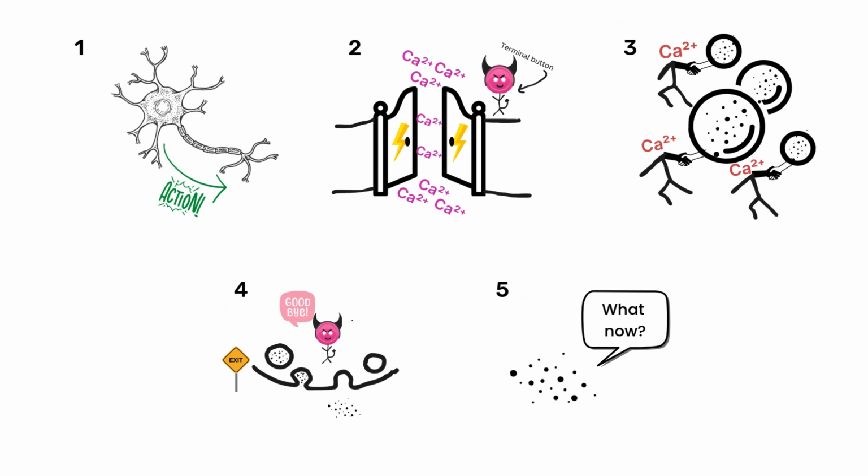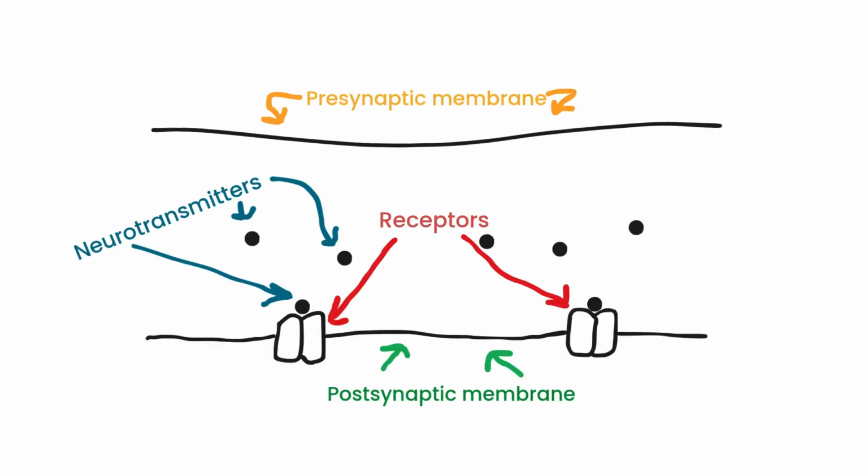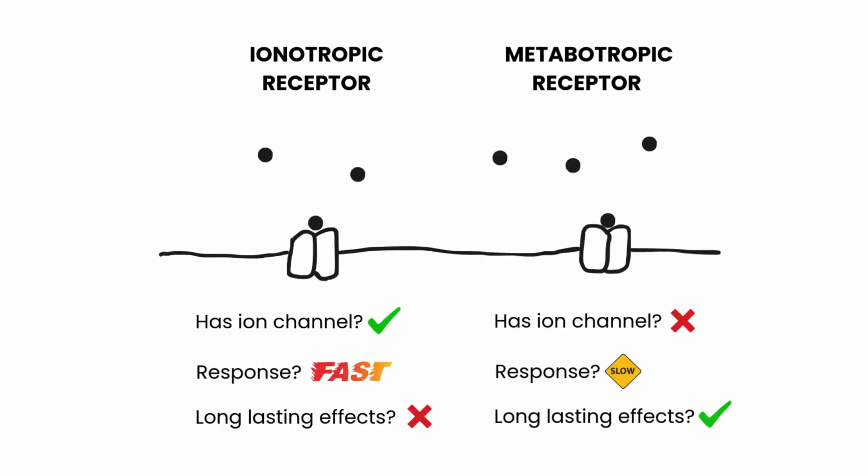So now what? After neurotransmitters are released into the synapse, some bind to uniquely shaped ion channels along the postsynaptic membrane. These channels are called receptors. Two major types of receptors neurotransmitters might bind to are ionotropic and metabotropic receptors.